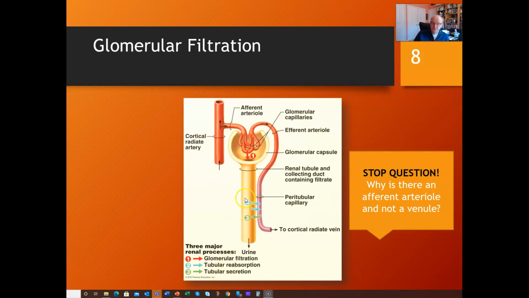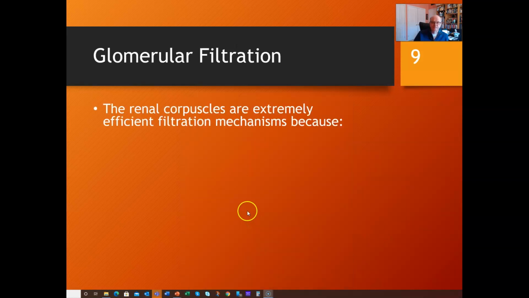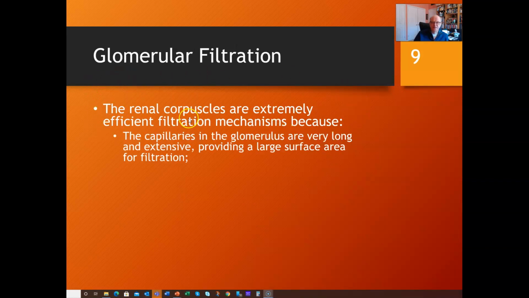We have tubular reabsorption, where we take in a lot of the stuff, and you saw on the previous anatomy slides how much of each component of the filtrate is reabsorbed at this point. We also secrete some waste products, again in that chart that you can look at. We secrete some waste products here that we couldn't get rid of here. We actually use energy to get rid of them. So the renal corpuscles are very efficient, because the capillaries are very long and extensive, with lots of surface area, and the blood pressure is high.